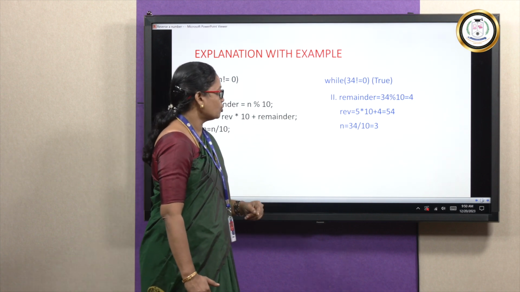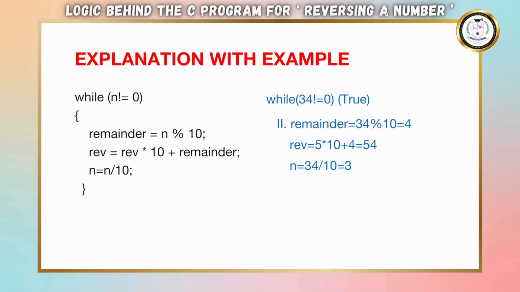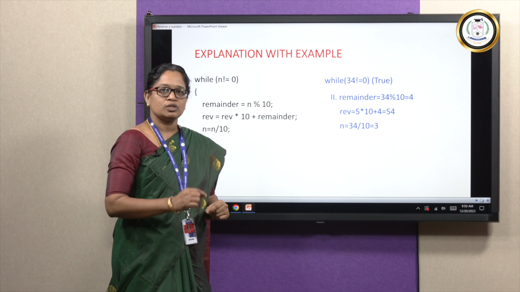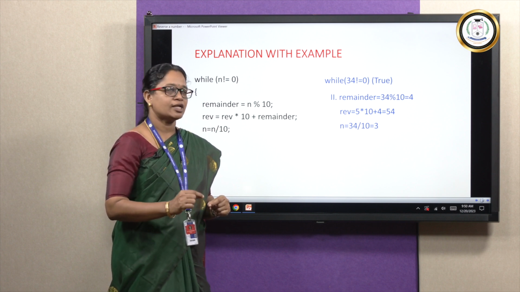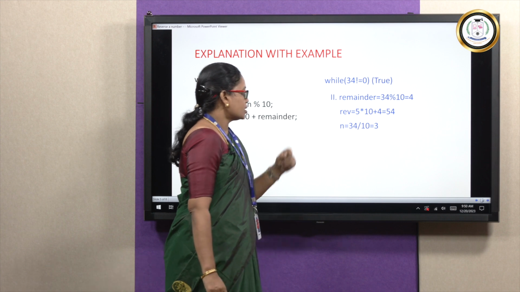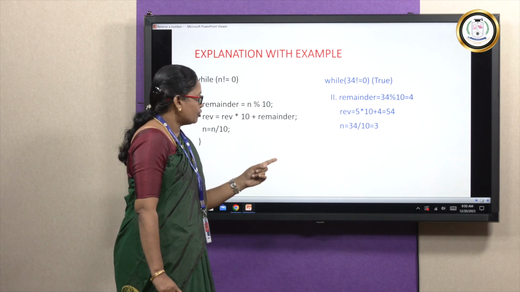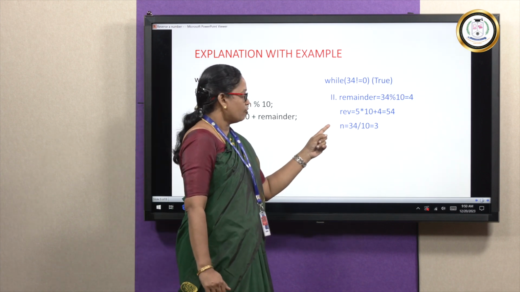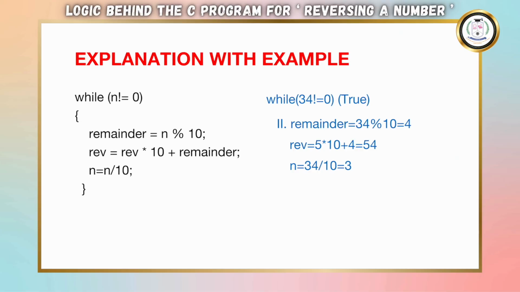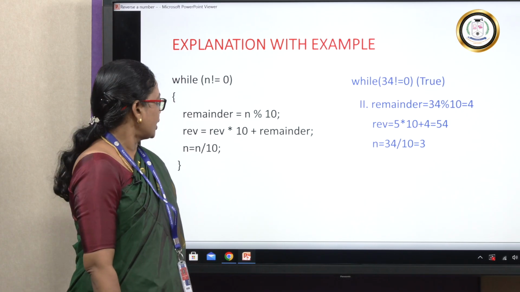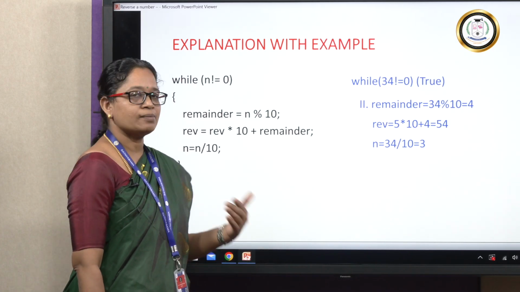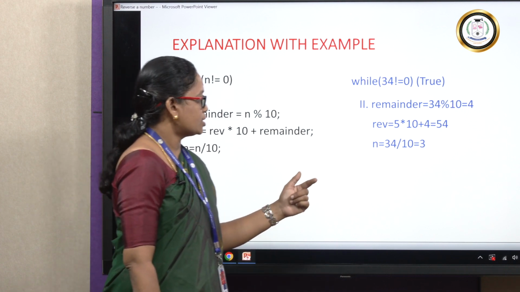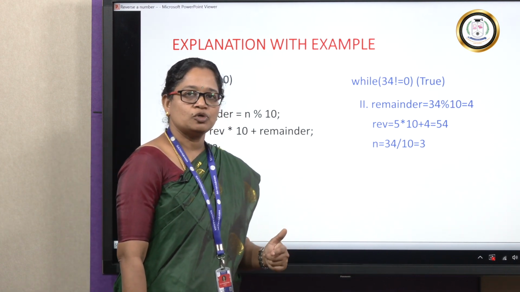Again the remainder is found out. Remainder is calculated as n modulo division by 10. Now the updated value of n is 34. So 34 when it is divided by 10 gives the remainder 4. And reverse is calculated as the value of reverse into 10 plus remainder. So the updated value of reverse is 5. When it is multiplied by 10, it gives the value 50. 50 plus 4 is equivalent to 54. And then we are calculating n. N is equal to updated value of n divided by 10. That is 34 divided by 10 will give the quotient 3.